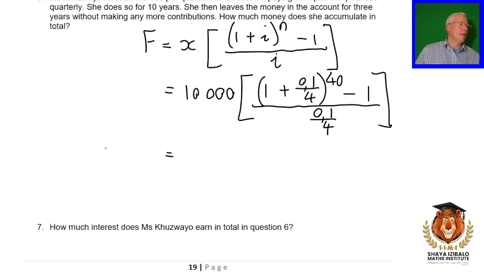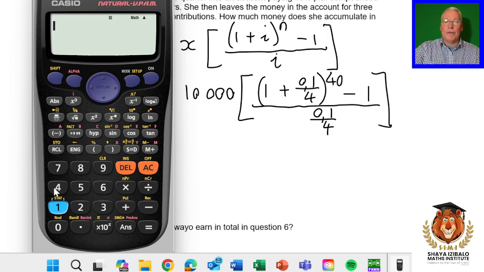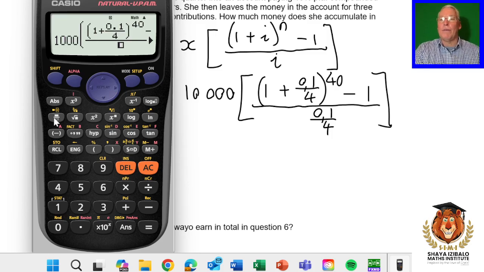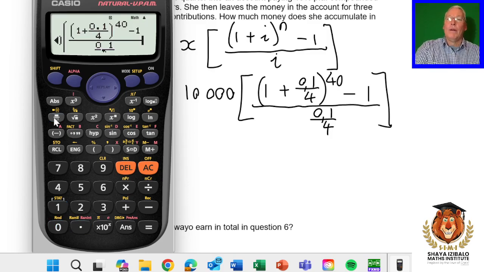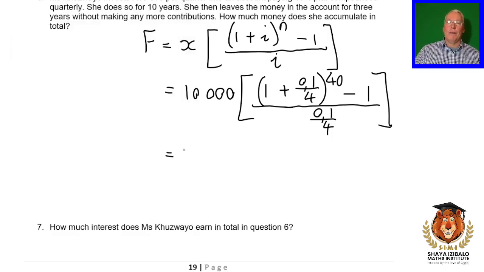Okay, we can work that out. Let's get it. It is, in fact, 10,000 times, open brackets, fraction, open bracket, 1 plus 0.1 over 4, to the power of 40, minus 1, over 0.1 over 4, close bracket. That gives 67,402.55.